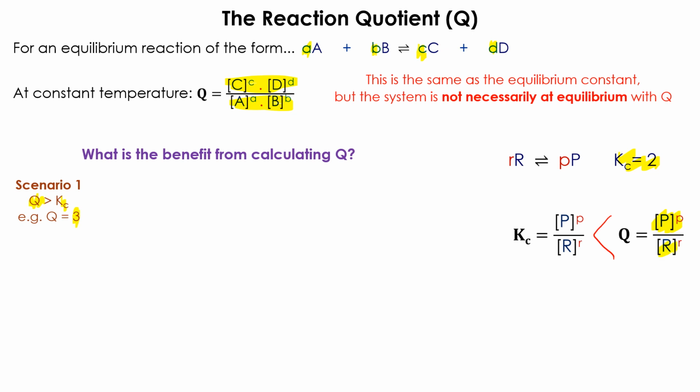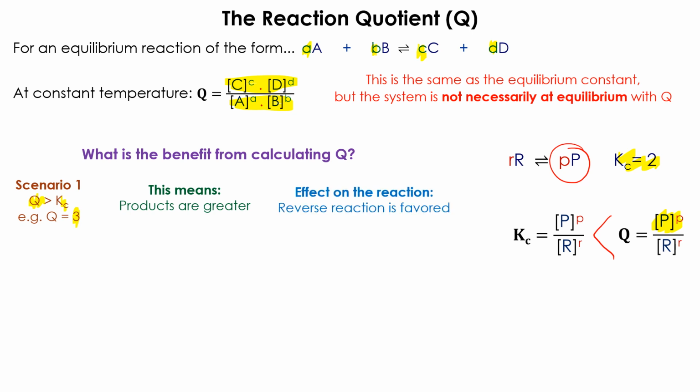The matter that makes the value for Q higher than Kc, so we are concerned about the products here. So the products are greater than the reactants. What's the effect? How will the reaction respond to reach equilibrium? Of course, if we have a high concentration of products, for the reaction to reach equilibrium, it has to shift to the left. The reaction should be shifted to the left hand side, so the reverse reaction is favored.